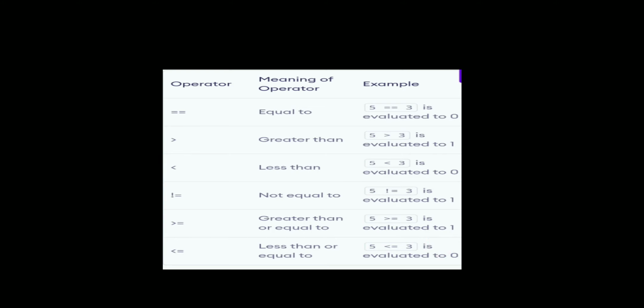This is about relational operators. Relational operators are used in decision making and looping. If the value is true, it returns 1. If the value is false, it returns 0.